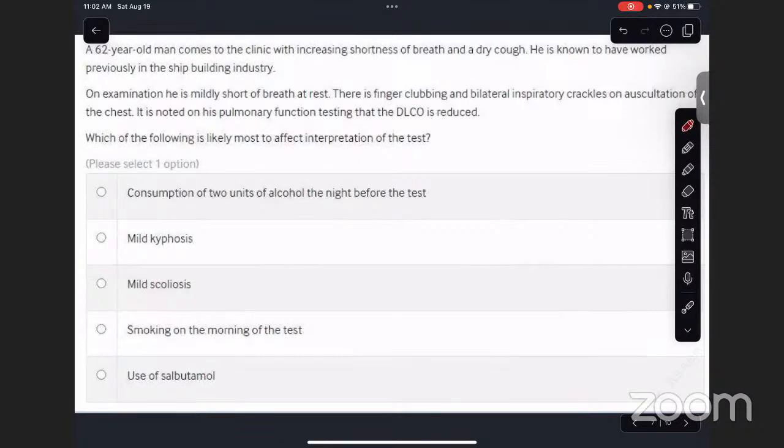And here, a 62-year-old man presents with increasing shortness of breath and a dry cough, who worked previously in shipbuilding. Examination: mild shortness of breath at rest, finger clubbing, bilateral inspiratory crackles on auscultation of the chest, and on pulmonary function tests TLCO is reduced. Which of the following is likely to affect the interpretation of the test? It's a very easy question. Smoking on the morning of the test.